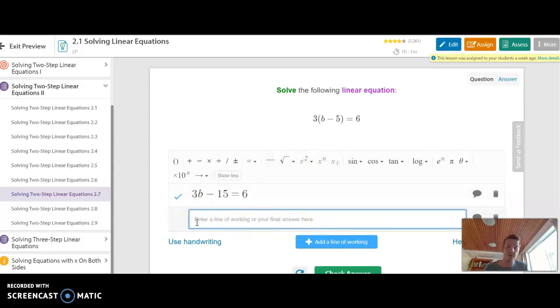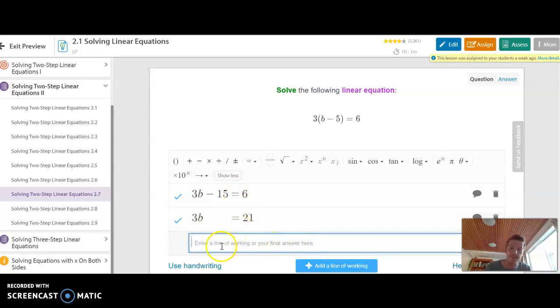First step, get rid of that negative 15. I want to get the variable by itself. So I want to do the opposite, which is to add 15. So I keep my 3b. By adding the 15, I'm going to get rid of this negative 15 here. It becomes 0 or blank. I then have to add 15 to the other side. 6 plus 15 equals 21. And that's my next step of working.